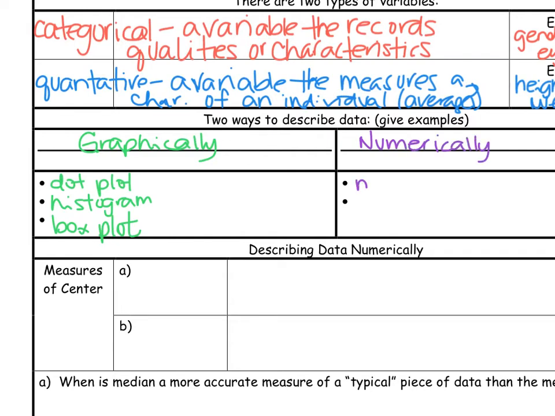And we do that by measures of center, and we're going to take a look at those in just a second. What's typical about the data, and then measures of spread, like range.